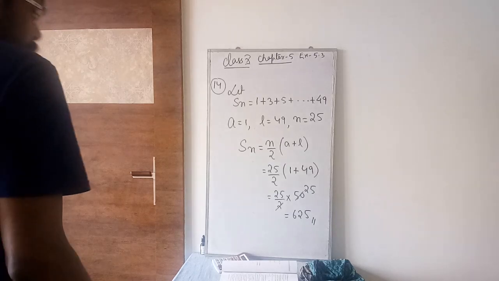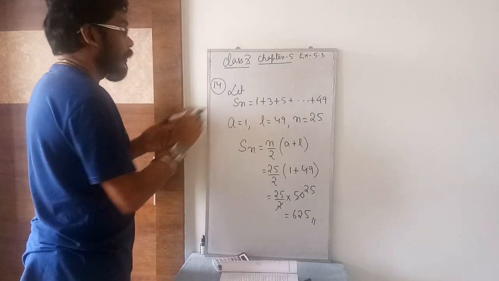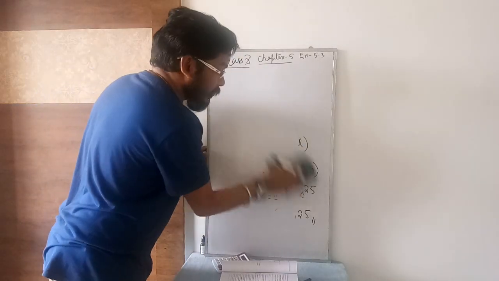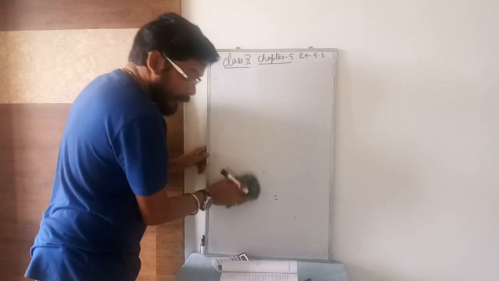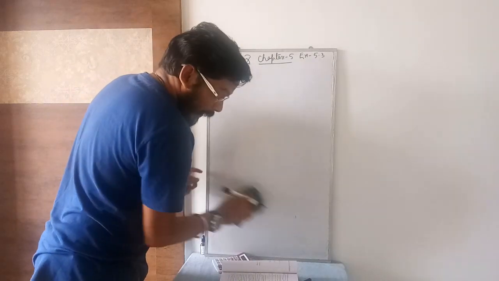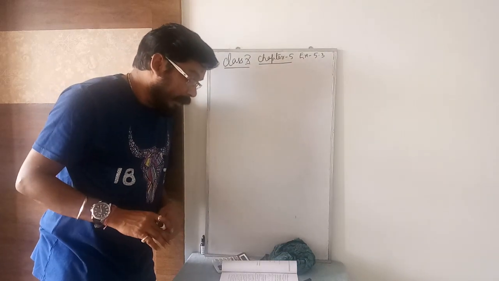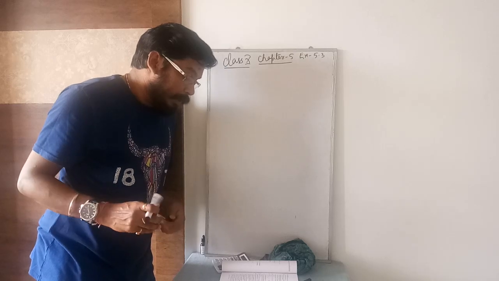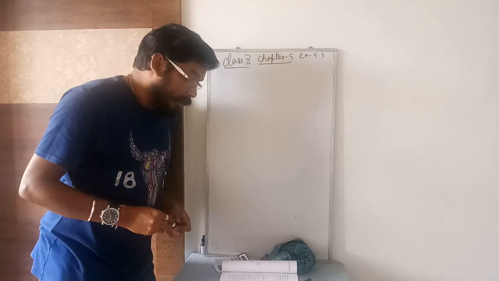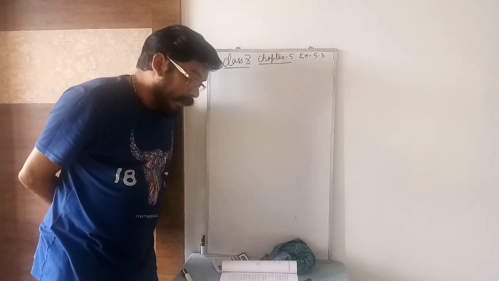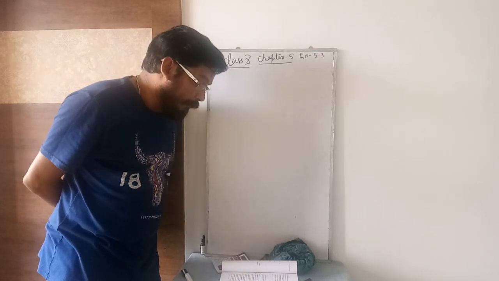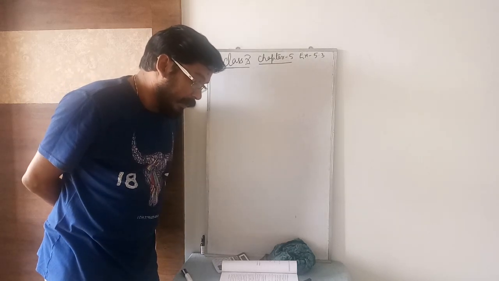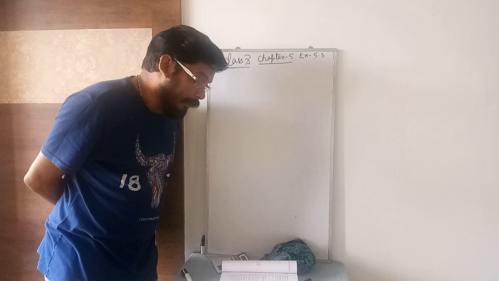Okay, next question number 15. So question number 15, what did they say? A contract on a construction job specifies a penalty for delay of completion beyond a certain date as follows: rupees 200 for the first day, 250 for the second day, and rupees 300 for the third day. The penalty for each succeeding day being rupees 50 more than for the preceding day. How much money the contractor has to pay as penalty if he has delayed the work for 30 days?